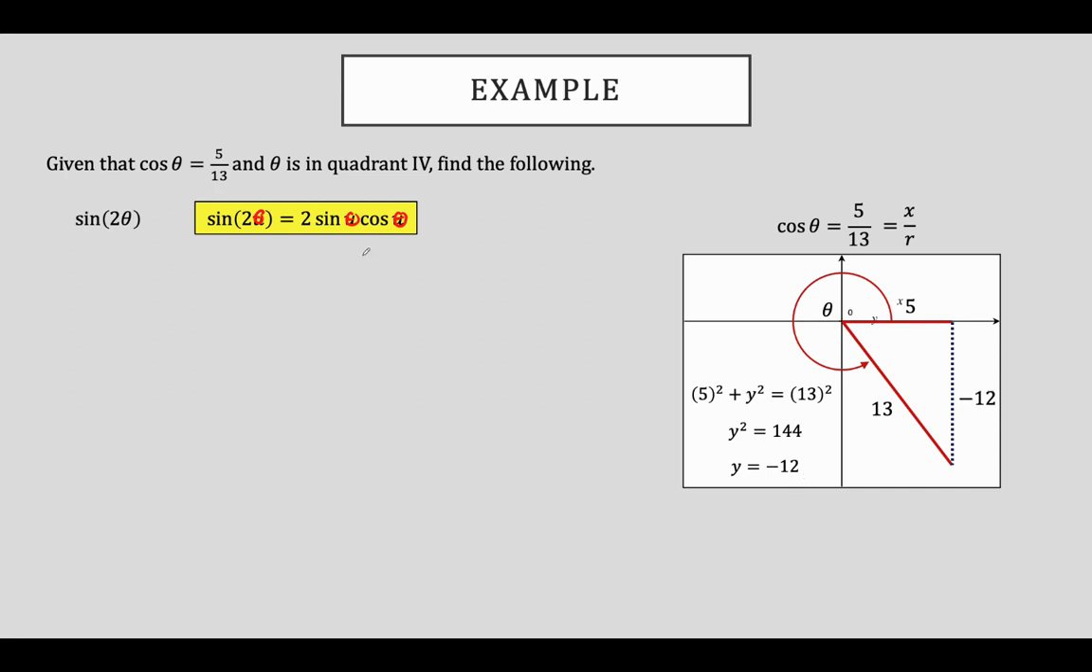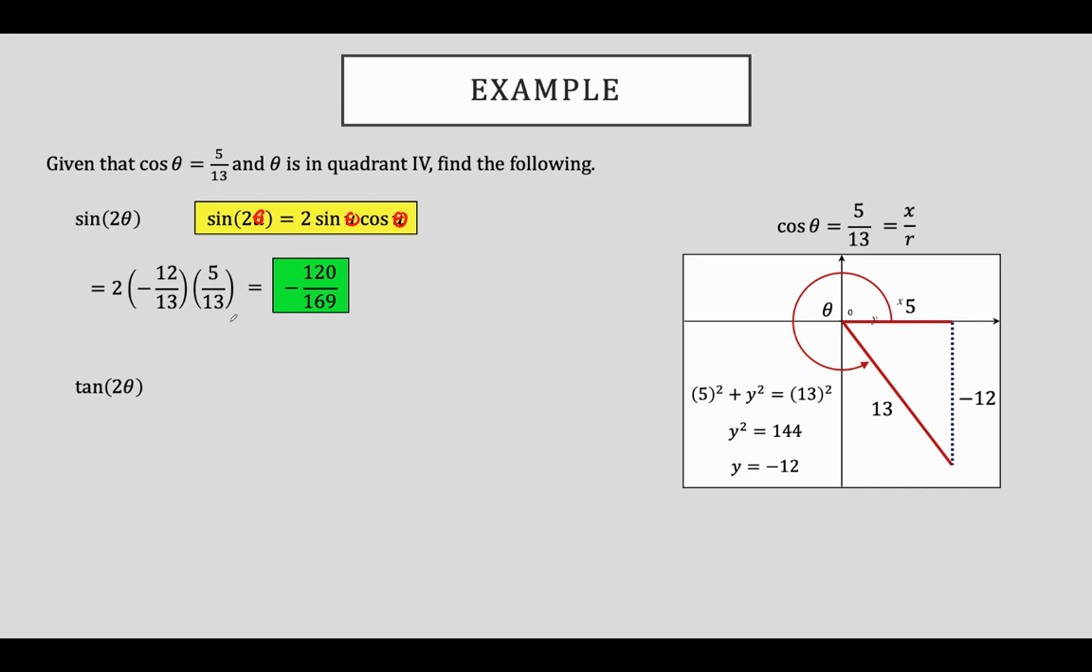So now we can use the formula. 2 times the sine of theta, well, the sine of theta is negative 12 over 13, that's y over r, times the cosine of theta, which is 5 over 13. 2 times the sine of theta times the cosine of theta. We can now begin to do out some algebra. 2 times negative 12, well, that's negative 24. Negative 24 times 5 gives us negative 120. 13 times 13 in our denominator is 169. Negative 120 over 169 is our answer.